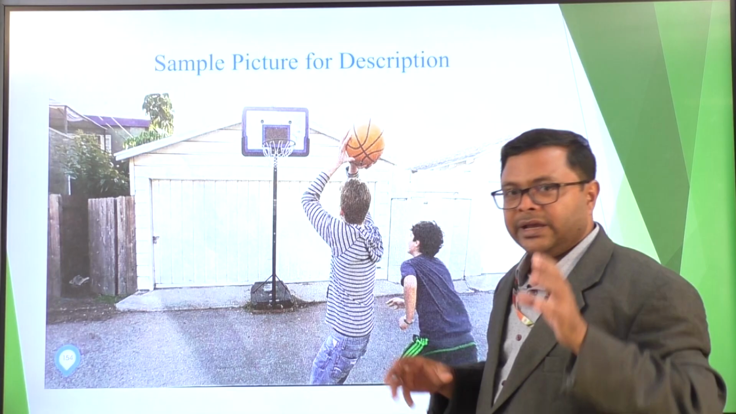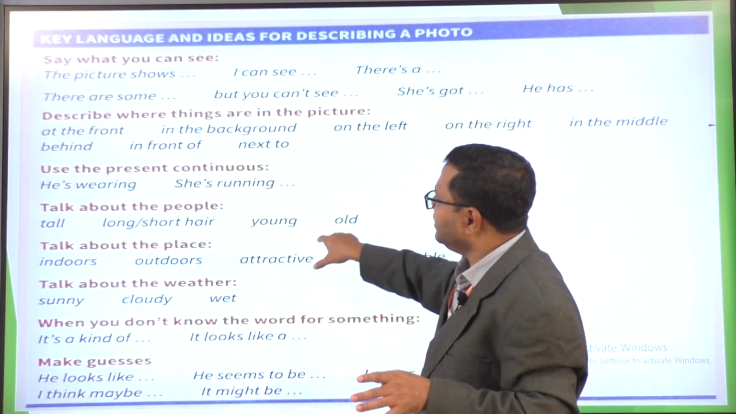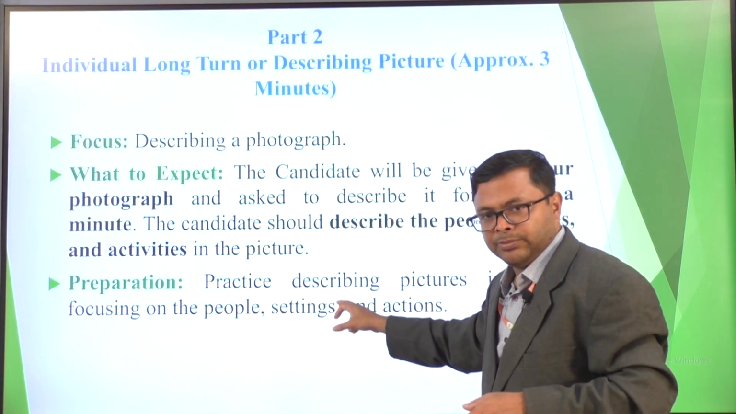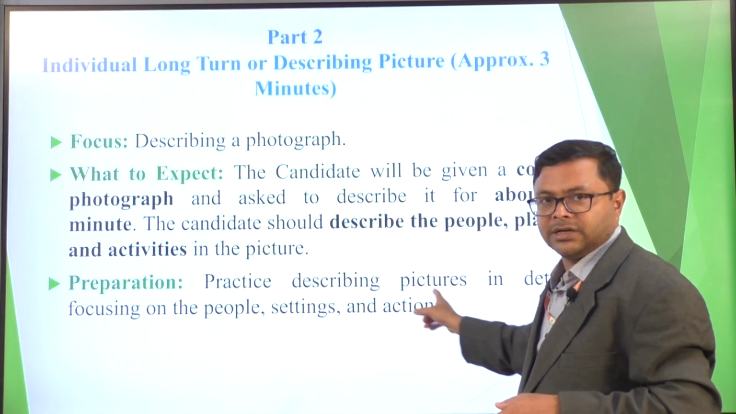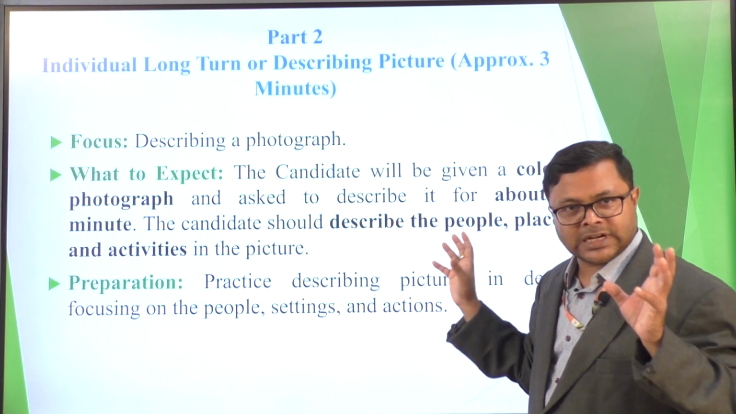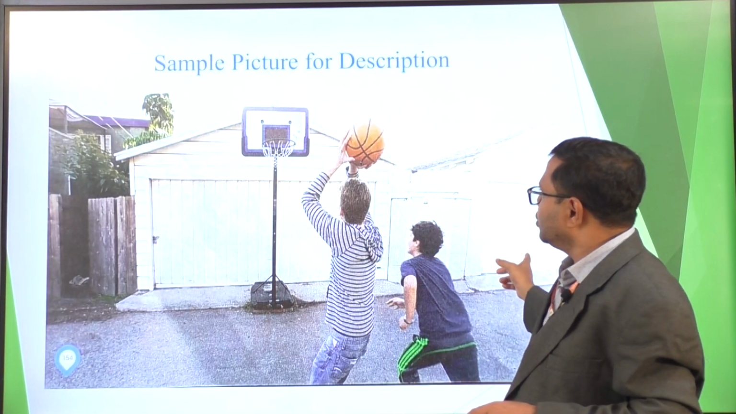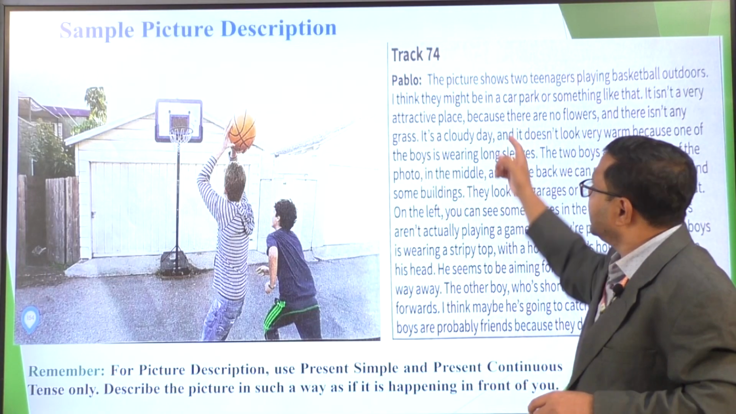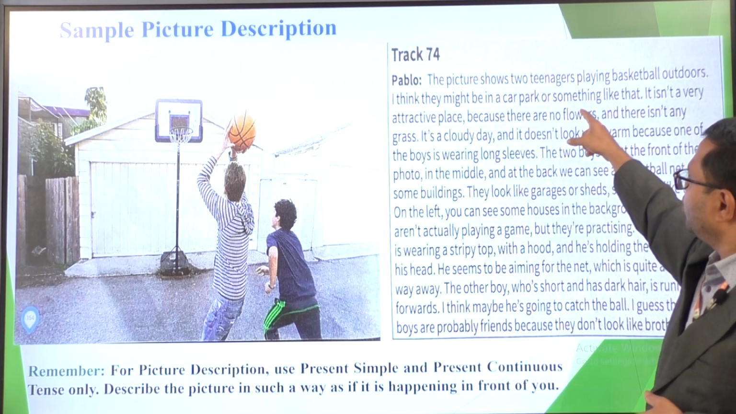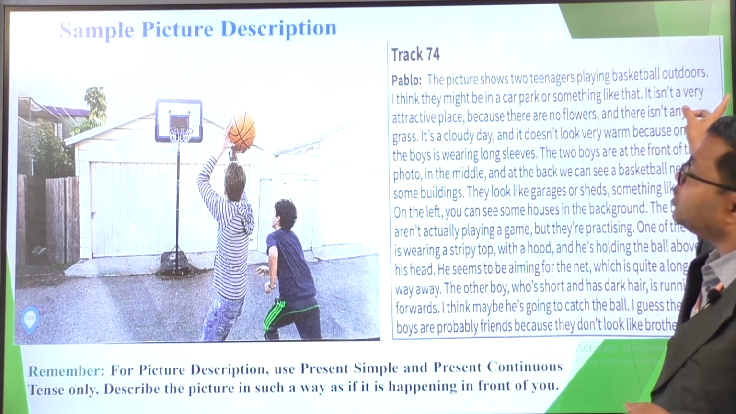while describing any picture, what are the main things you have to keep in mind? Who are the people, what is the setting of the place, and the action, what actions are going on. These are the things you have to describe first, then any other things. Okay? So, let us see, here is the description of this particular picture. So, this picture shows two teenagers playing basketball outdoors.